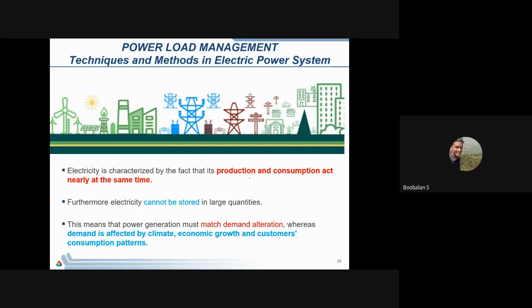So the production and the consumption of alternating current electricity energy happen at the same time. We are generating and consuming at the same time. That's the beauty of AC, but we can't store it, and that's a big issue. These are the small characteristics of our electricity energy. Power generation, the one who supplies that electricity energy, for example a thermal power station, must match the demand alteration.